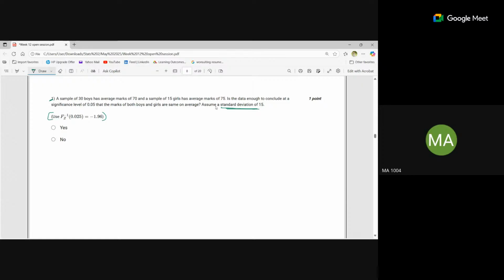So here I have been given the value of the variance. So if I have the value of variance and I need to test the average, the sample mean, I would be using the Z test.